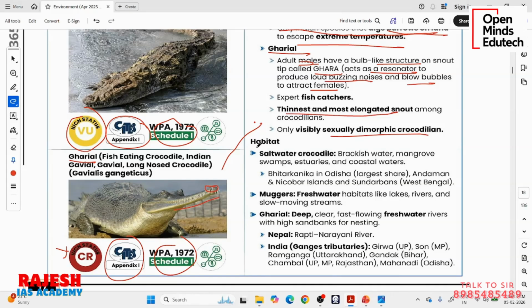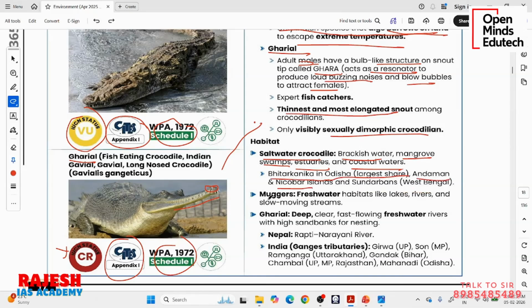Habitat: where do these crocodile species live? Saltwater crocodiles live in brackish water, that means sea water, and mangrove swamps. The trees adjacent to coastal areas are collectively called mangroves. They also live in estuaries, the areas where river water and sea water mix, and coastal waters. Bhitarkanika in Odisha has the largest share, the highest saltwater crocodile population in India. They can also be seen in the Andaman and Nicobar Islands and the Sundarbans in West Bengal.